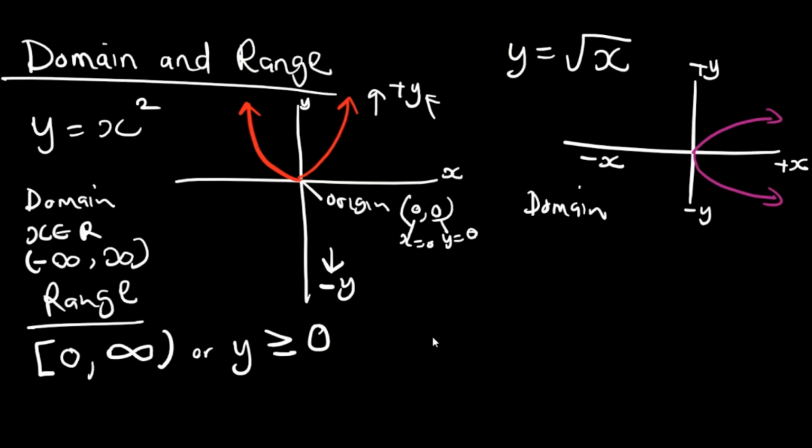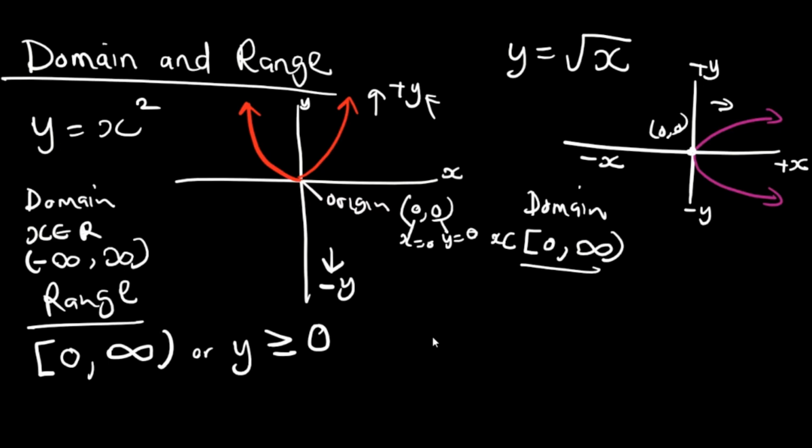So now, as you see, the function starts from the origin. We have 0 and 0 and goes to the positive side of x. So for the domain, we can say that it starts at 0 to positive infinity. So x is an element of this here.